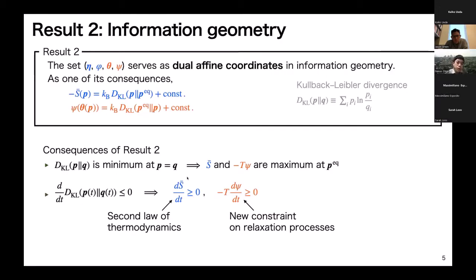So, well, we have another result. It states that this set of coordinates and functions can be interpreted as dual affine coordinates in information geometry. I do not have time to explain what it really means, but as one of its consequences, the two functions have an information geometric expression using the KL divergence between P and P equilibrium. As a result, the functions are both monotonically increasing along the relaxation trajectory, which gives the second law of thermodynamics and a new constraint on relaxation processes.